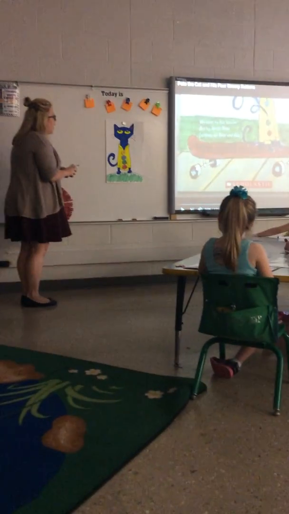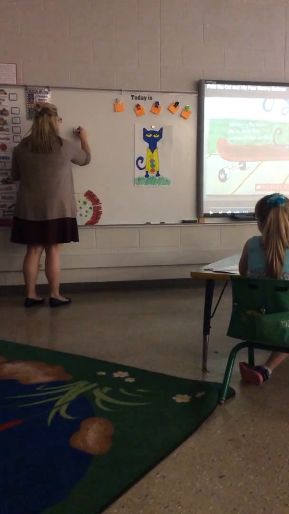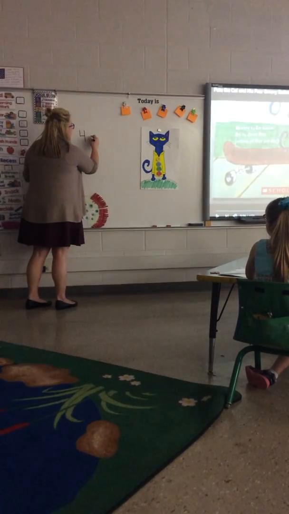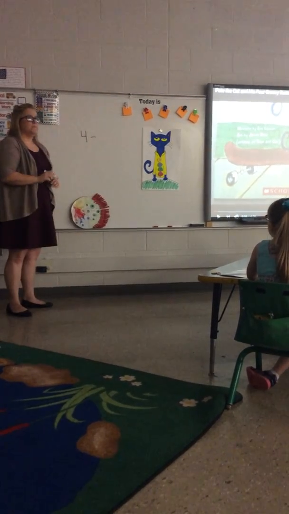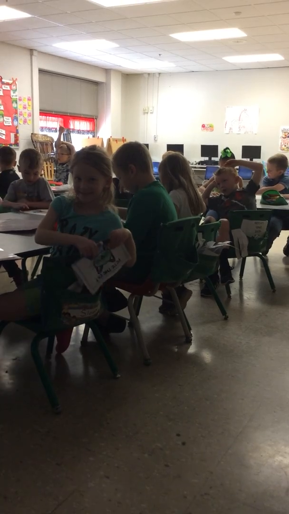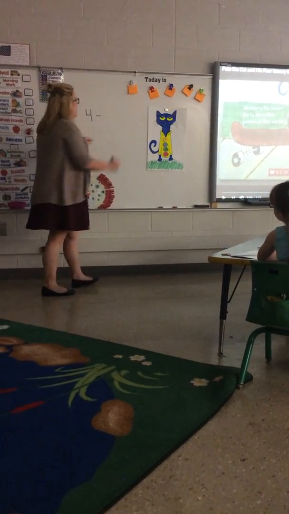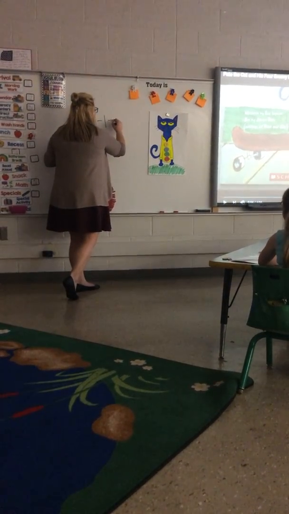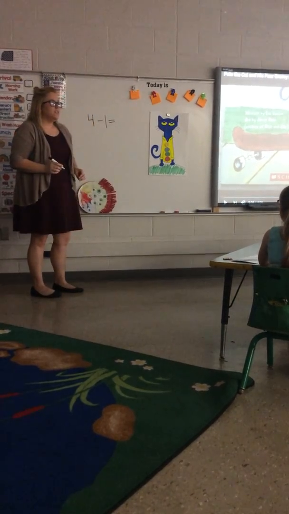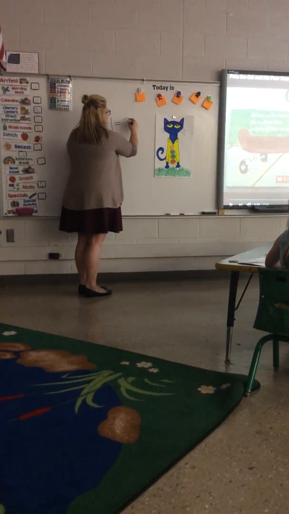So the first problem, Pete has 4 buttons. When we do a subtraction problem, does anyone know what this sign is? Minus. So he has 4 buttons, minus, and how many does he lose? 1. What's this sign called? Equals. So 4 minus 1 equals 3.